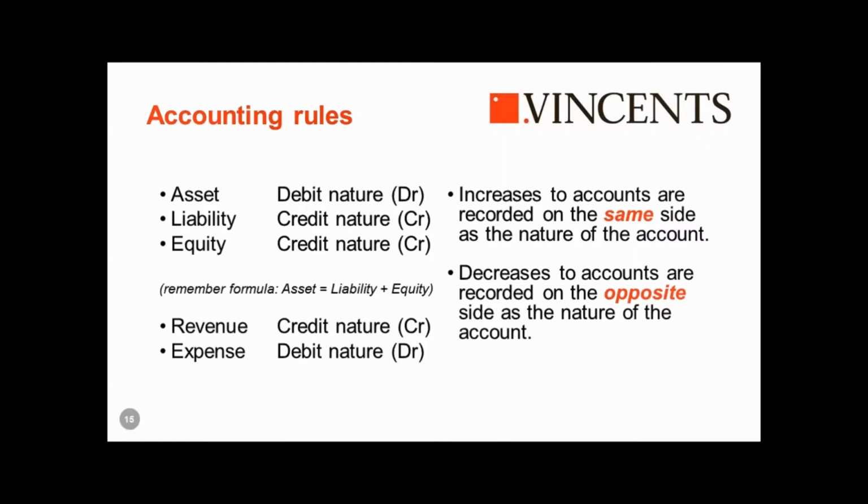So that's another rule. Next rule: if one of these is going up, it goes up on the nature of it. So if an asset goes up, it's going to be a debit transaction. If an asset goes down, it's going to be the opposite, a credit. So each of these, if they're going up, it's going to be one of those opposite.